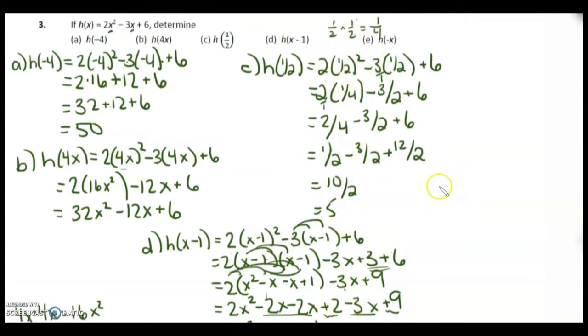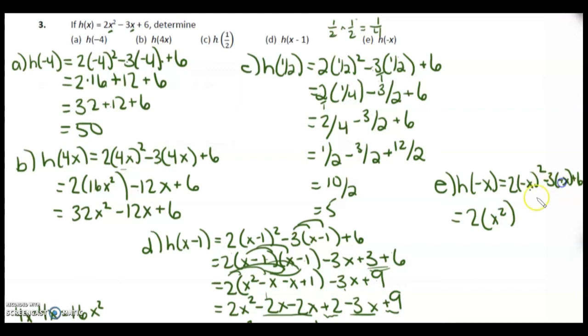Okay. And finally, we have E, which is what is h at negative x? So we get 2(negative x) squared minus 3(negative x) plus 6. Okay, so negative x all squared is x squared. Negative 3 times negative x is positive 3x, and then we bring down the positive 6. So we just get 2x squared plus 3x plus 6.